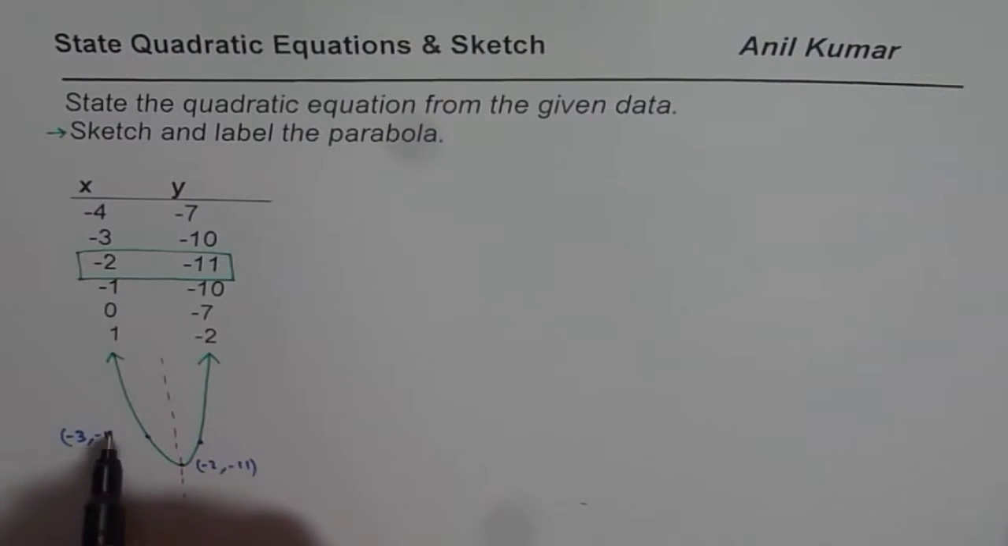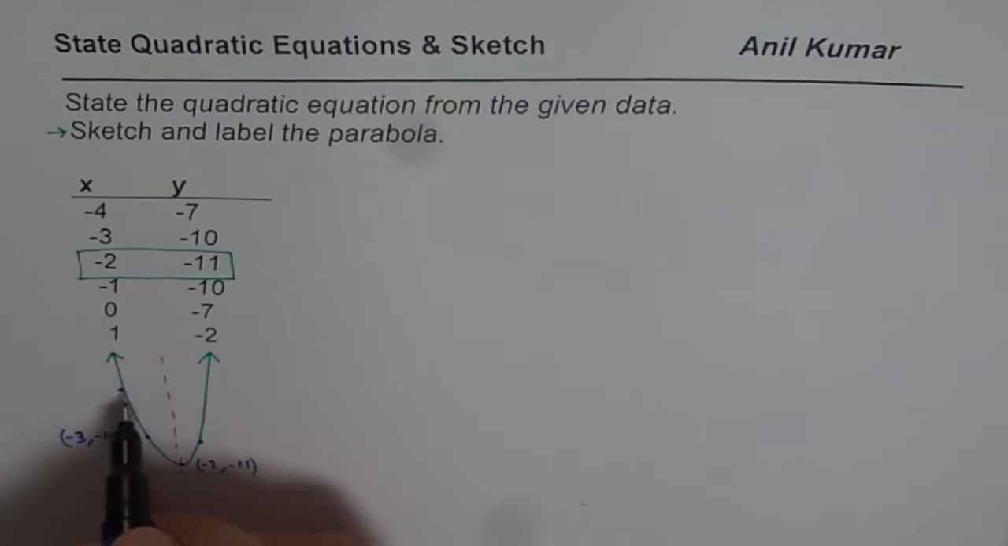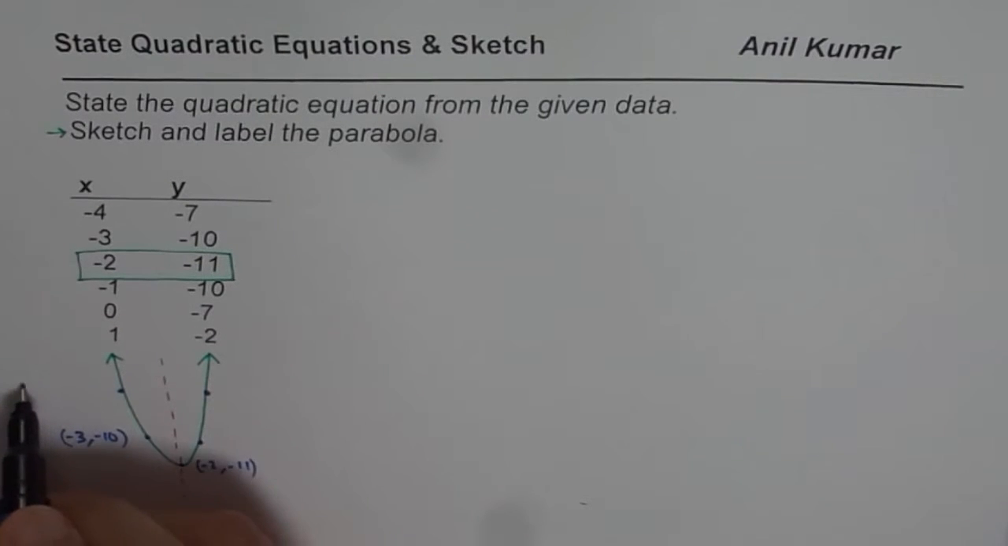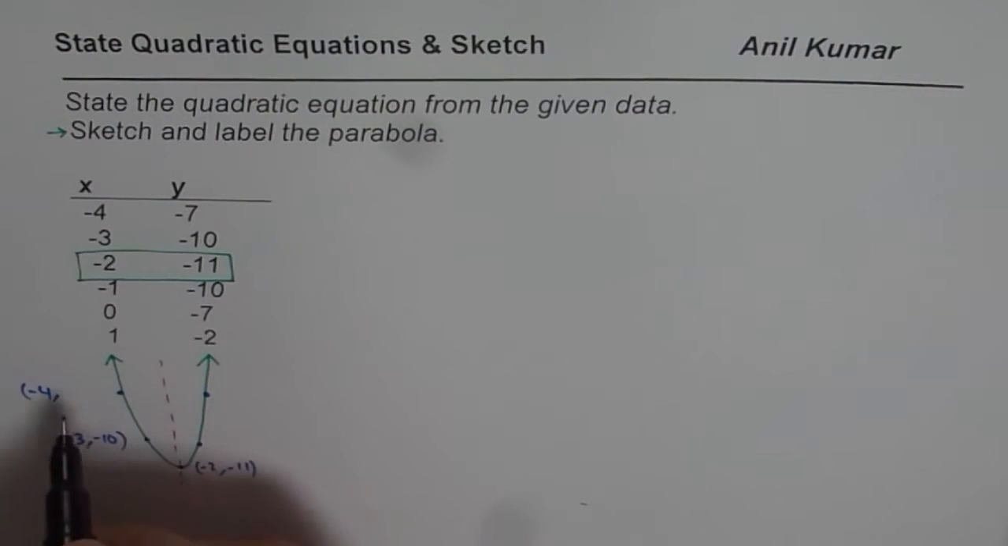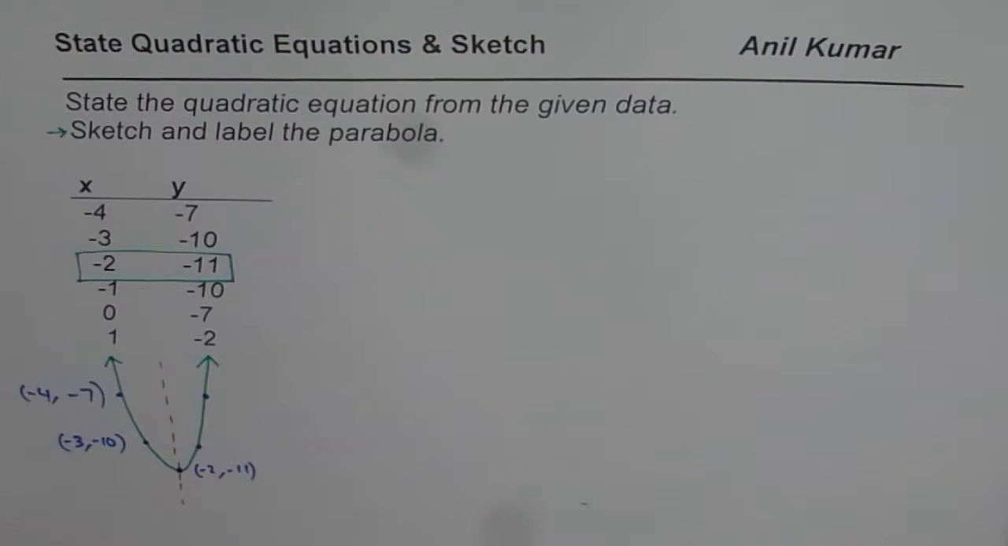-3, -10. And next step is 3 units. So let us say this is the next step. So we have -4 and -7. So next step is 3 units. So we kind of have our sketch here. Now let us begin to answer these questions one by one.